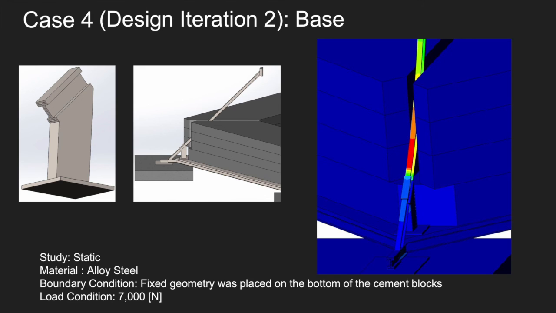For our second iteration of the base, we added supports for the diagonal beams to reduce the stress on the beams. The material, boundary, and load conditions all remained the same, and the maximum stress was reduced to 457 megapascals, and the maximum displacement was reduced to 289 millimeters.